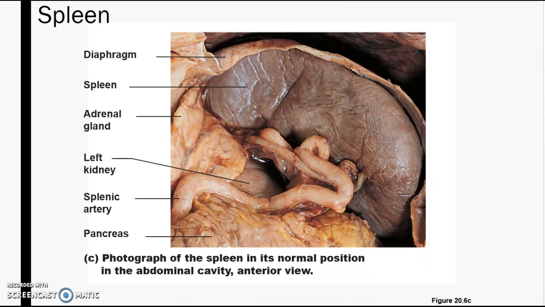Here is an actual spleen. It is a picture of a human spleen, probably in a cadaver. You can see its orientation underneath the diaphragm. You can see the adrenal gland to the left, the kidney just below the spleen, the splenic artery, and pancreas all together, so you can see its orientation.